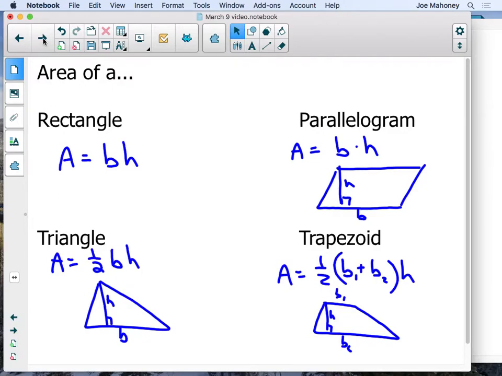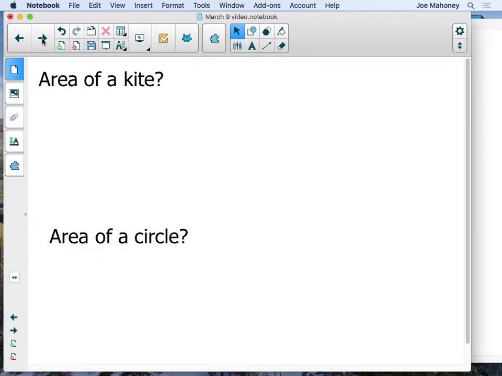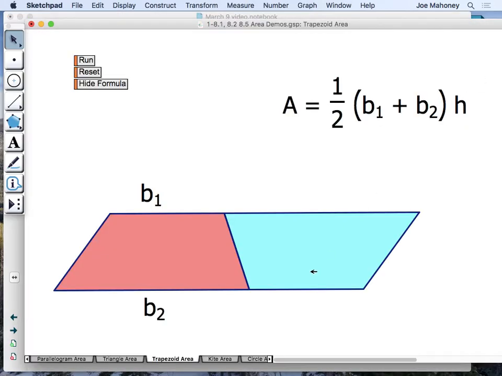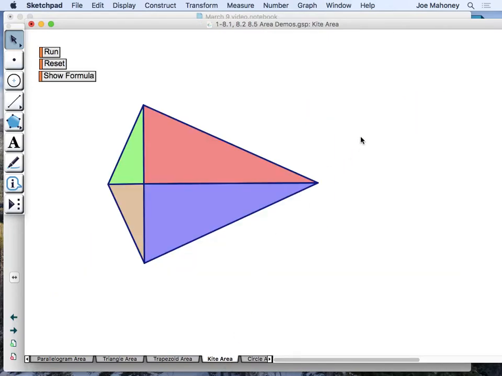But wait, there's more. Suppose we want to find the area first of a kite. What the heck would that be? I mean, here's a picture of a kite, right? Maybe you notice that there's like a 90-degree angle somewhere in the middle here. So maybe you can find some triangle areas. Yeah, some good things there. So check this out.